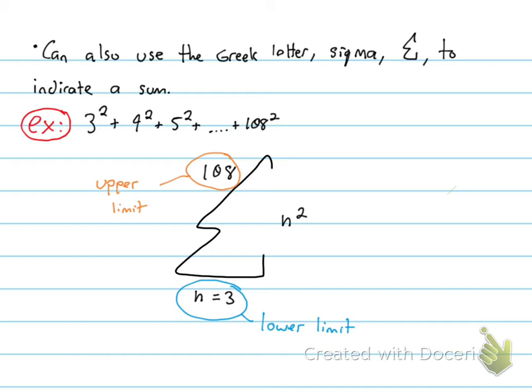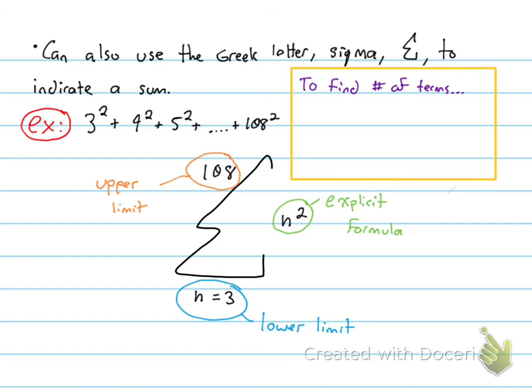108 is my upper limit. Notice that my a sub n value would be 108 squared, but I'm plugging in 108, that's like my nth term there. Finally, my explicit formula here is n squared because it looks like I'm starting with 3, ending with 108, and I'm squaring that number each time as I move up by 1.